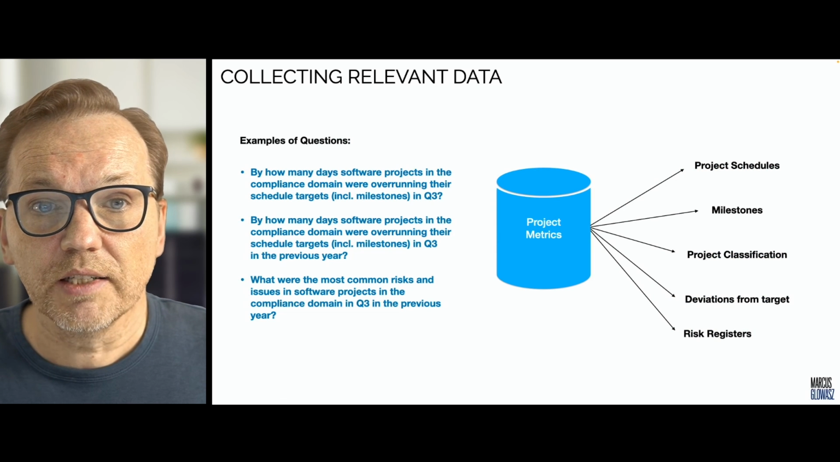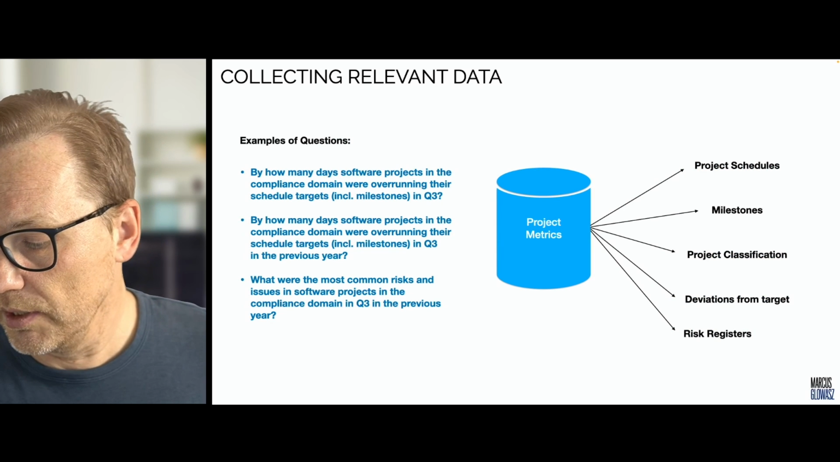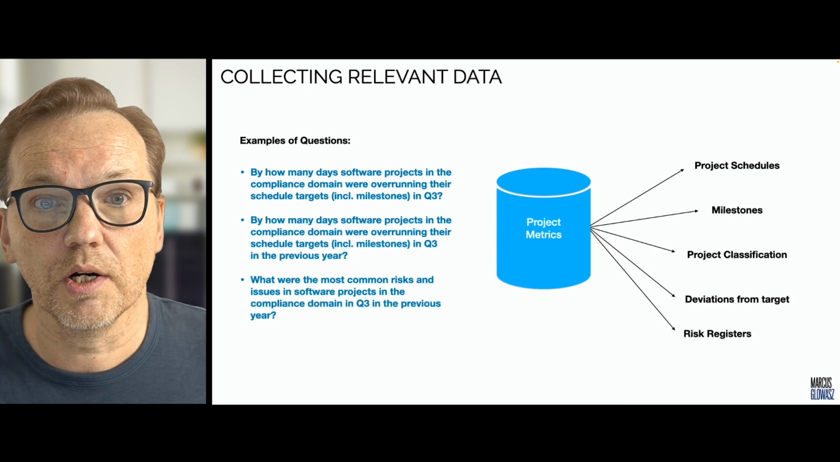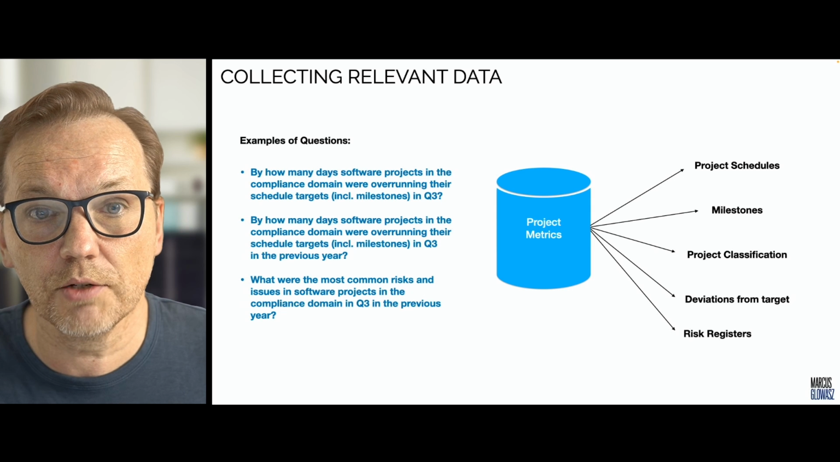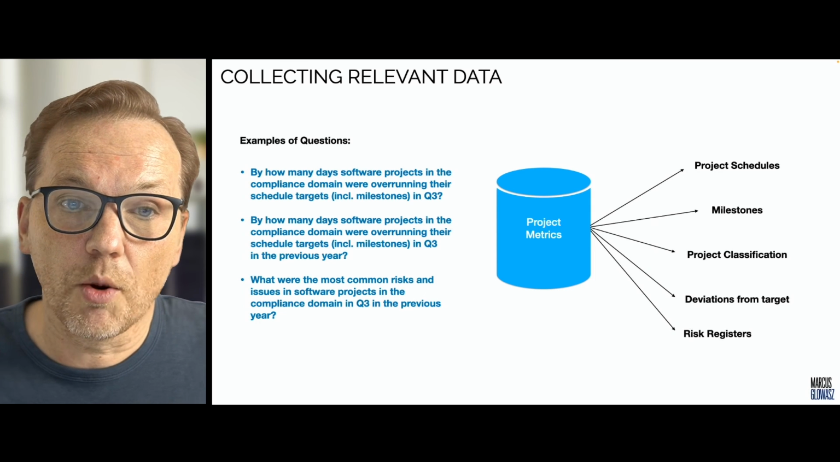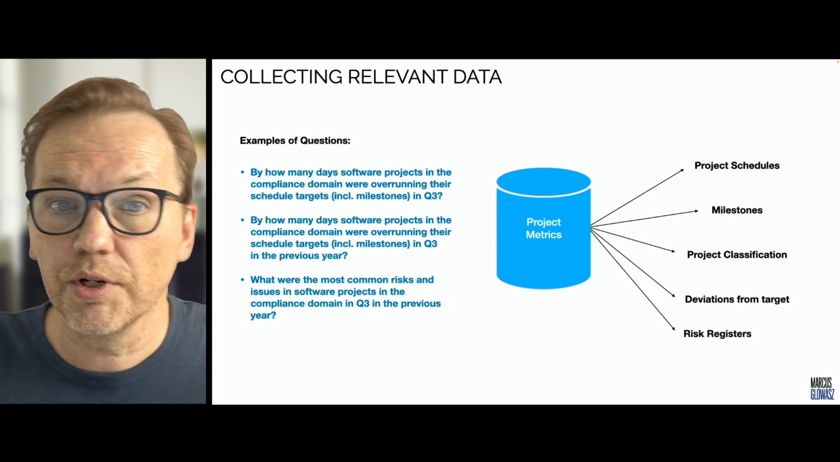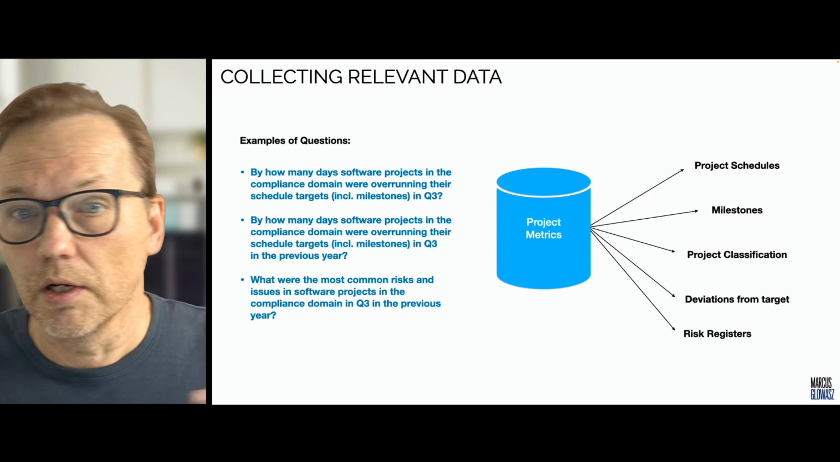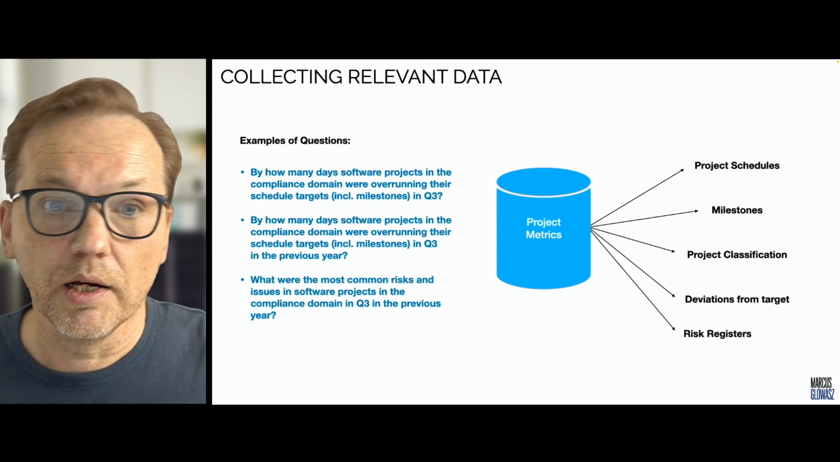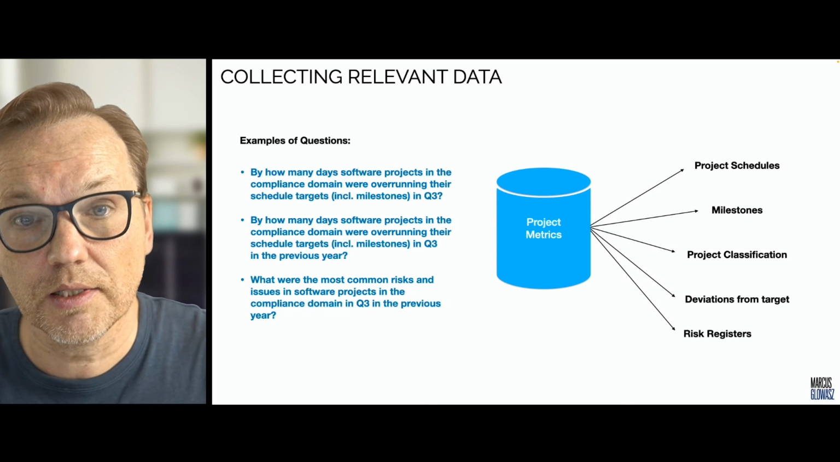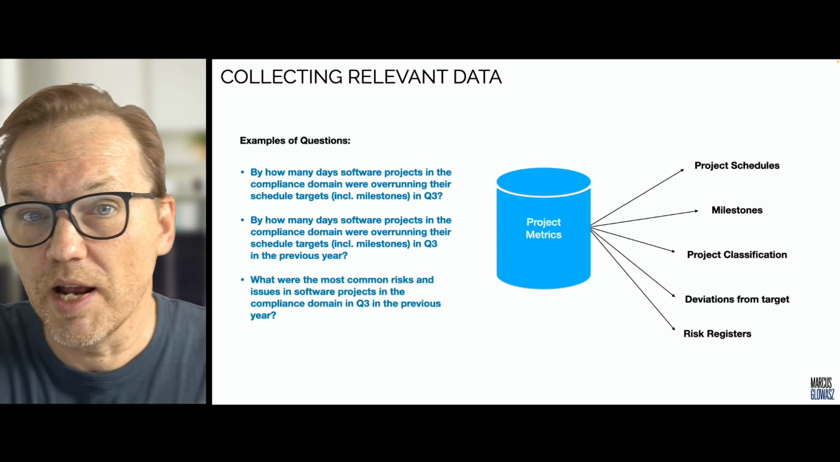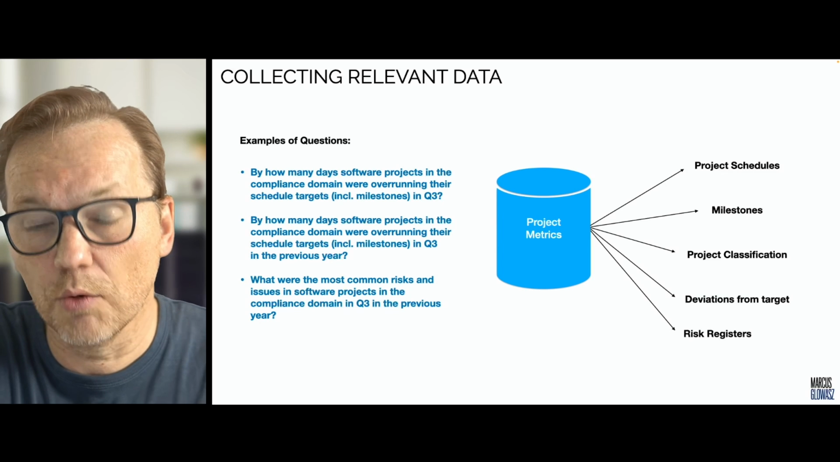So in terms of collecting data, we can then ask several questions, right? So how many days software products in the compliance domain were overrunning their schedule targets. So we compare that ultimately then also to the previous year, how the overrun looked back then, and what were the common risks, right? But the first action really is to make that comparison and to understand where the gap is.